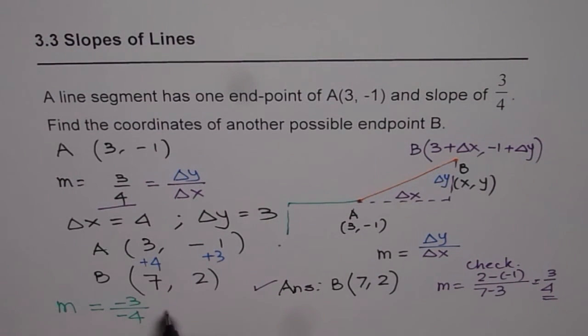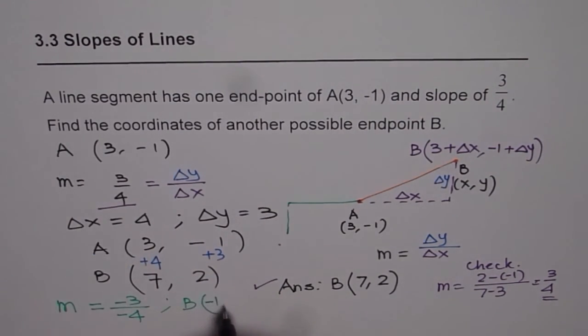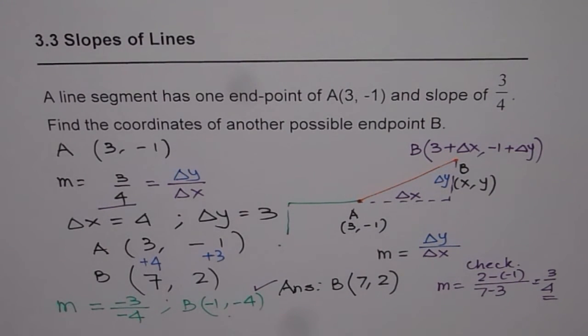So your answer should be, take away 4 from 3, giving you -1, and take away 3 from -1, giving you -4. That should be your answer, right? Do it and then confirm.